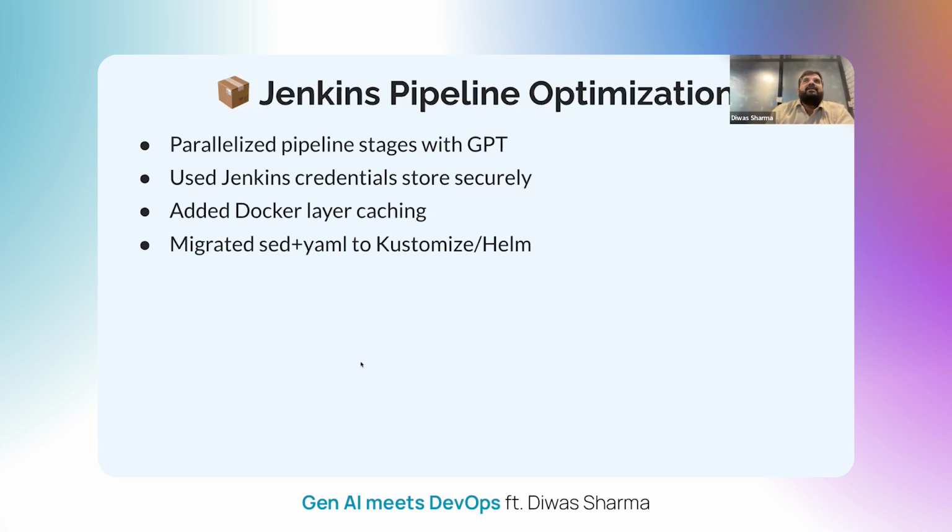Similarly, in our case, obviously there were some security concerns, like credential stores were not implemented, and Docker layer caching was not there, so it was fetching the files again and again. All those libraries were downloaded again. Similarly, modernizing: we were using CDs plus YAMLs, but now we have moved to Helm and Kustomize, which are much faster and the modern way of doing things. So that legacy has gone away, and we are at par with what's latest in the market.